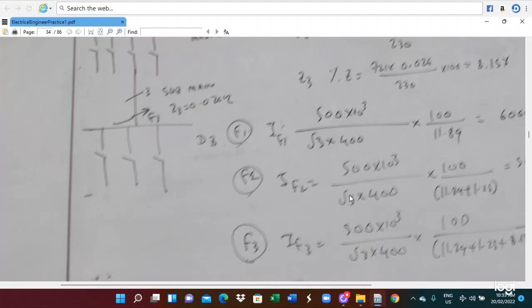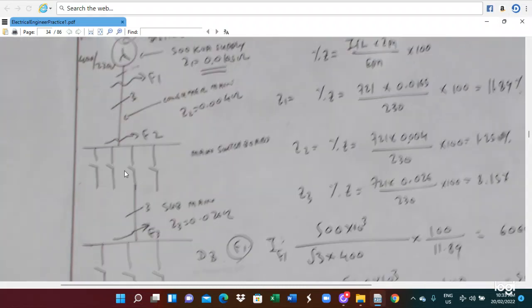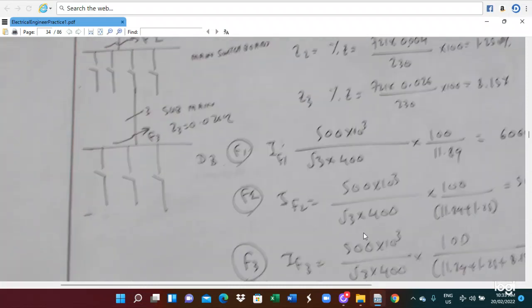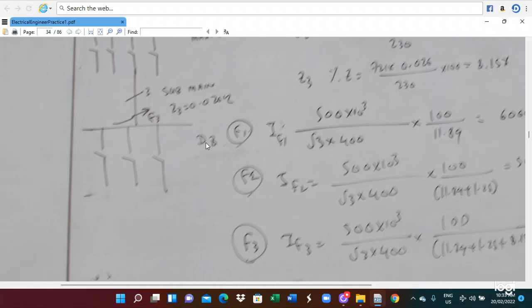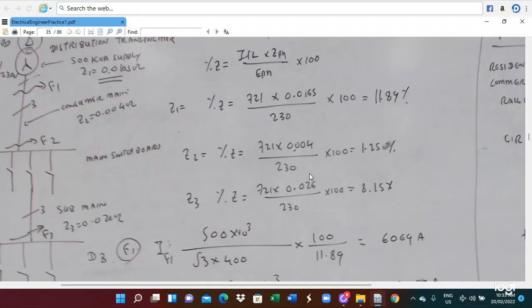For the fault current, the line current is the same, but the impedances are the transformer percentage impedance, line 1 percentage impedance, and line 2 percentage impedance. So the transformer percentage impedance is 11.29. Line 1 percentage impedance is 1.25. Line 2 percentage impedance is 8.6. So this is the way we calculate the fault current. This is the way we calculate the fault current level at the different points.